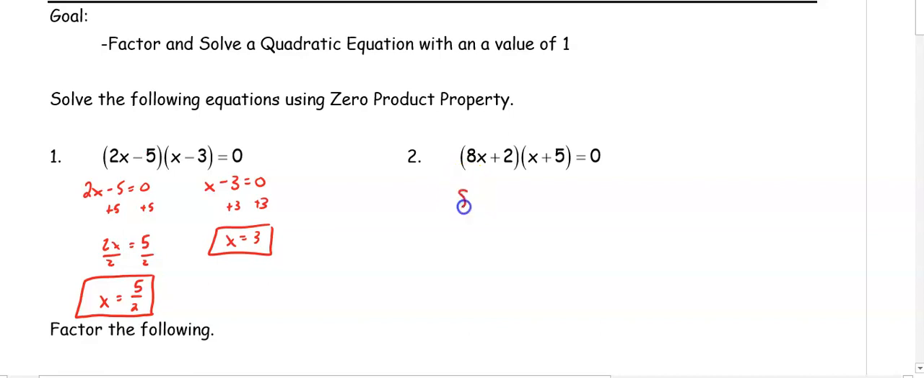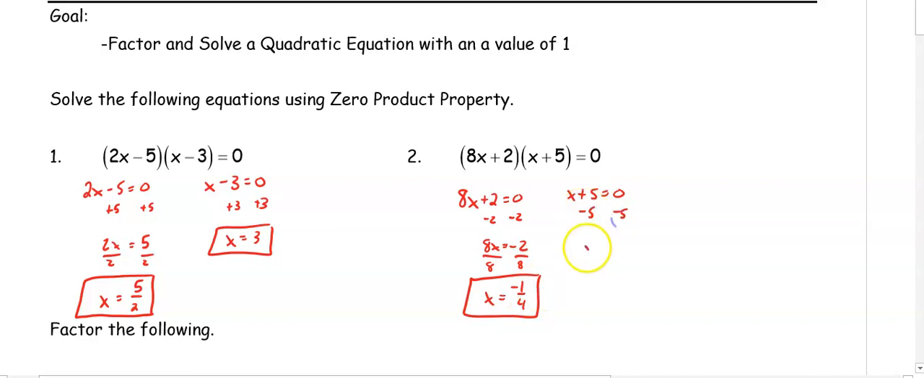In number 2, we have 8x plus 2 equals 0, and x plus 5 equals 0. So in the first equation, we're going to subtract 2 from both sides. 8x is equal to negative 2. When we divide by 8, that's a fraction that can be reduced to negative 1/4. In the second equation, we subtract 5, so x equals negative 5.